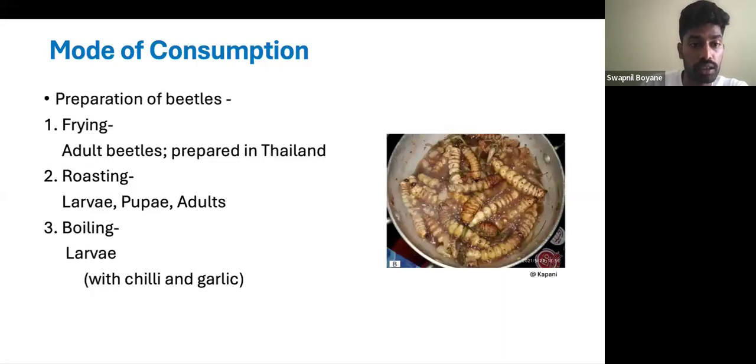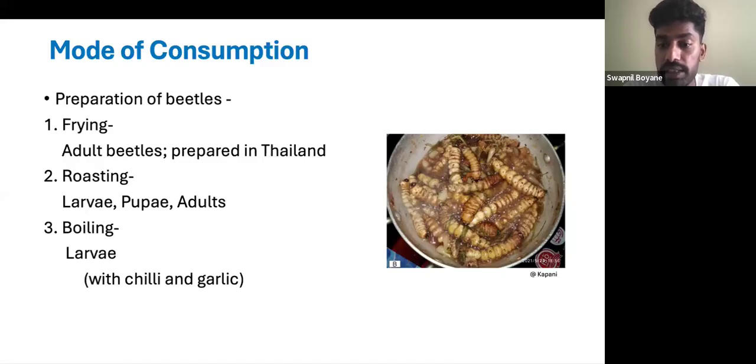And then lastly we have the boiling. Some beetle larvae are boiled with different herbs or even in some cases spices. The image you see here was taken, I believe, in 2021. One of our field assistants took this image from northeast India. These beetle larvae are the cerambycid larvae.